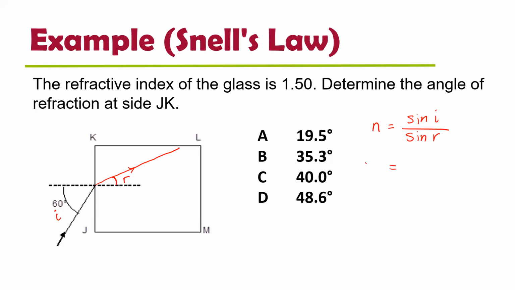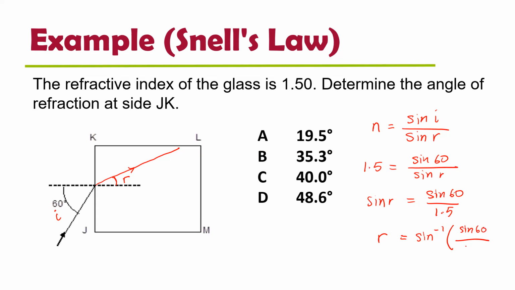So I will get 1.5 equals sine 60 over sine r. So how do I solve for sine r? Again, I'll do cross multiplication, so sine r equals sine 60 over 1.5. But I'm not interested in sine r, I'm interested in r. So it's sine inverse of sine 60 over 1.5. If you work it out, you should be able to get the answer of 35.3 degrees.